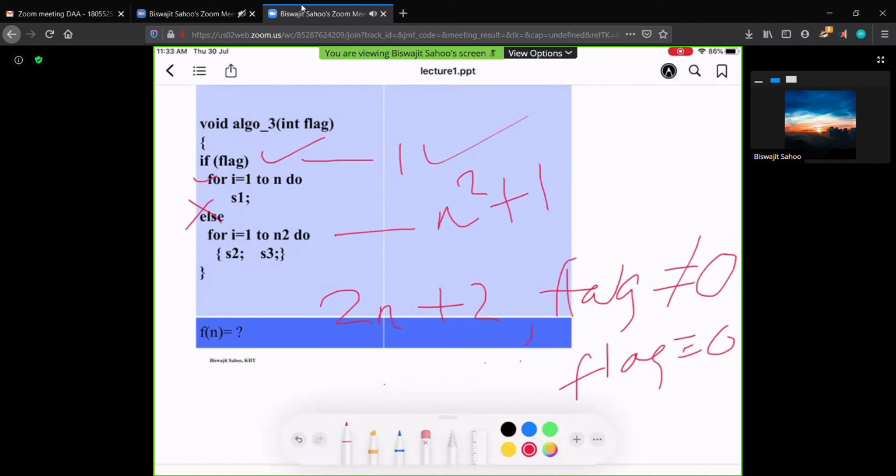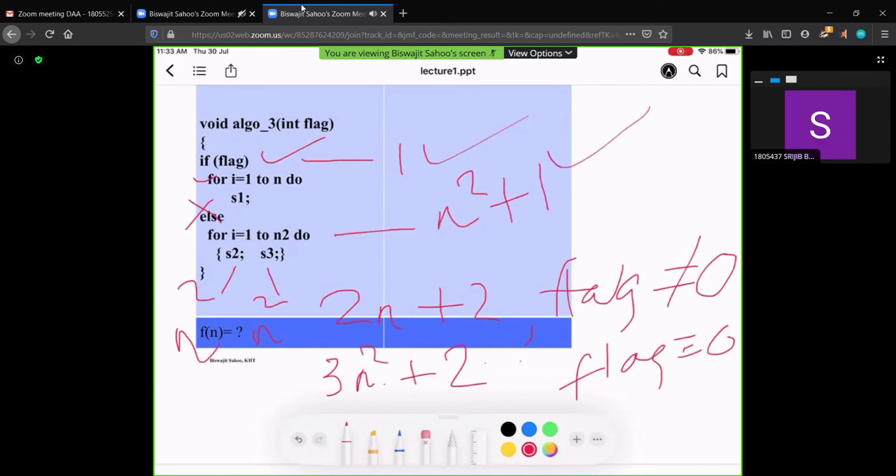Then here, how many statements? S2 and S3. S2 will be executed for how many times? n square. S3, n square. Can you add it and tell me the answer? n square plus n square, 3n square plus 1, plus 2. So now the number of statements became 3n square plus 2 when flag is equal to 0.